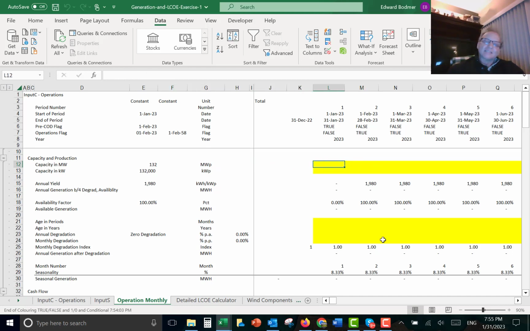Now, last video we went through the timelines. Okay, so this just has the monthly timeline in it right now. And in the monthly timeline, we use our operations flag. And I am not going to waste time coloring the sheet. And then here's what I suggest.